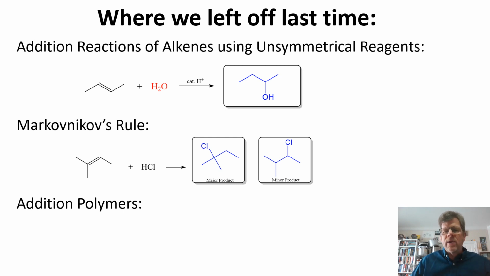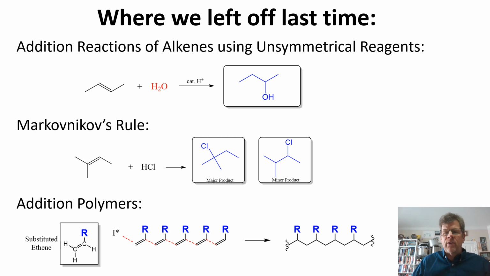And lastly, we took a look at a more practical aspect of organic chemistry, or specifically with alkenes, that of addition polymers. Addition polymers, all you need is an alkene monomer of any type, and you can polymerize it using these addition polymerizations to come up with materials. And these different materials had different attributes associated with them based upon their substitution pattern on that alkene.